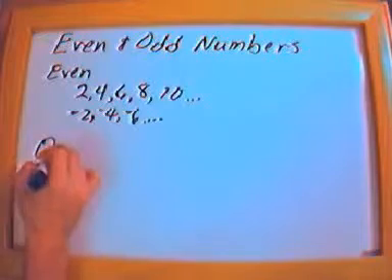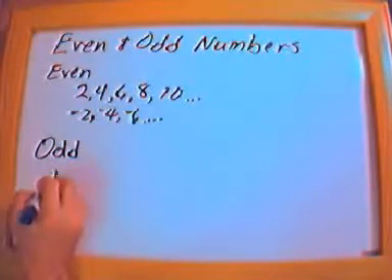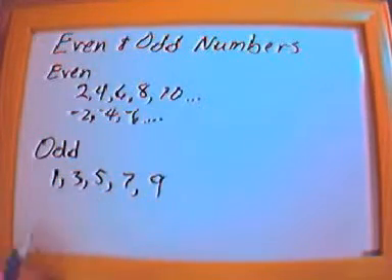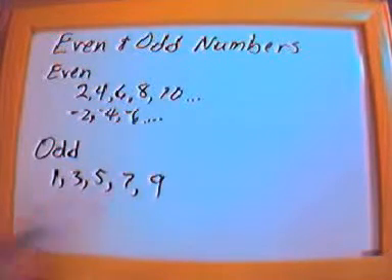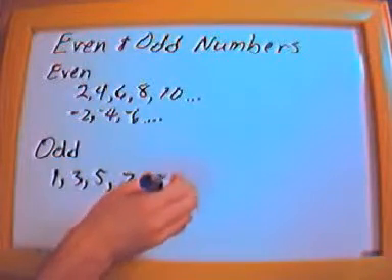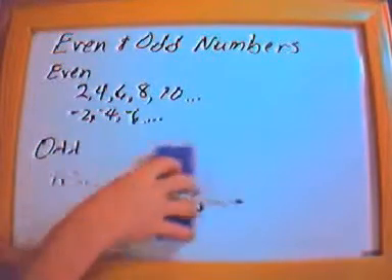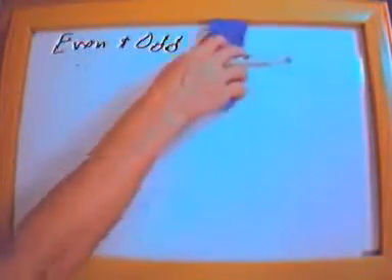So odd numbers are numbers that look something like 1, 3, 5, 7, 9. Now notice all these are odd, and it just so happens 1, 3, 5, and 7 are prime numbers also. 9 is not a prime number because 9 can be divisible by 3, which will give you 3. So the definition of a prime number does not apply there. But they are odd numbers.